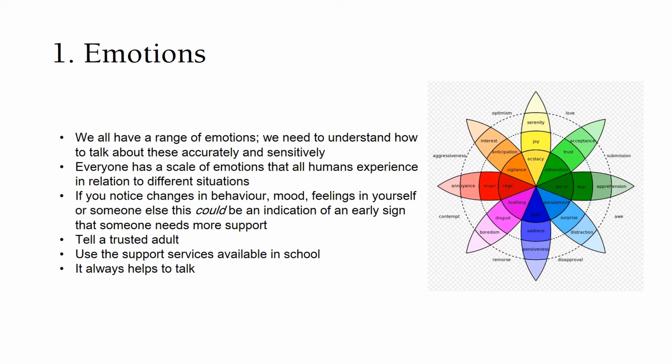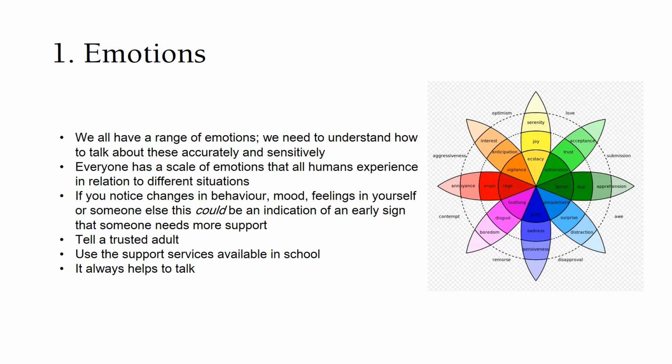So if we look at the graphic on the right hand side, hopefully you can see the flower diagram, and in the centre the colours are more intense where the emotions are more intense, and this decreases as it goes down the scale and the colours get lighter. So each petal looks at one area of emotions with different levels within that colour. Everyone has a scale of emotions that all humans experience in relation to different situations. How you respond to something is individual.